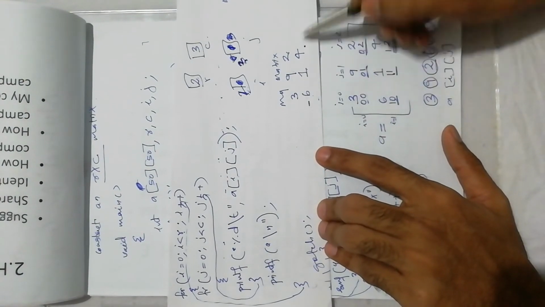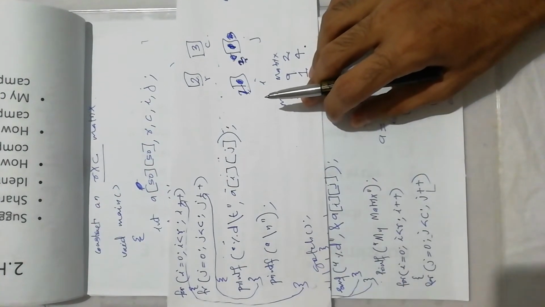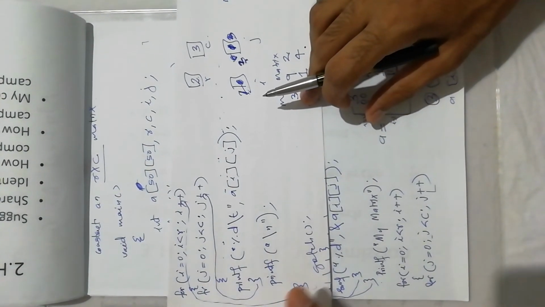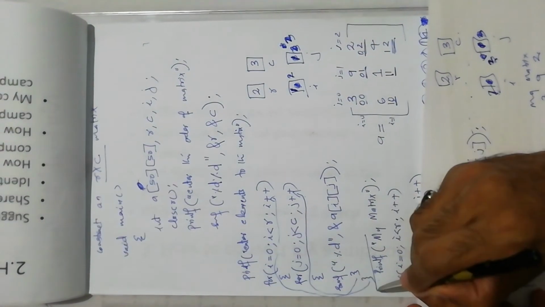This is a 2 by 3 matrix, 2 rows and 3 columns. This is the concept of getch closing brace. This is the concept of creation of a matrix. Creation of a matrix is common up to here.